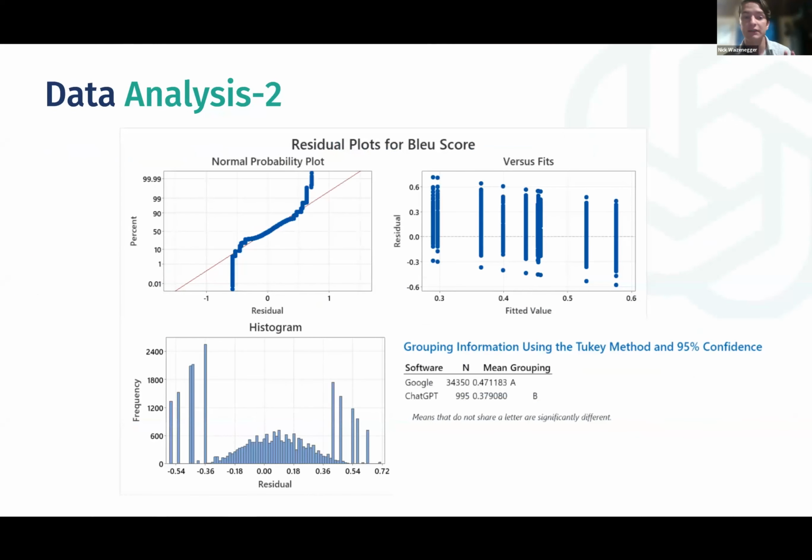As you can see, the problem with our data is that it isn't normal. That is a drawback. Due to the nature of the BLEU scores, scores of 0 and 1 were very prominent. That's why in the histogram the two tail ends have a lot of values towards 0 and 1 on the edges, which is a drawback. But Google Translate did end up being statistically significant and higher than ChatGPT by about 0.1.